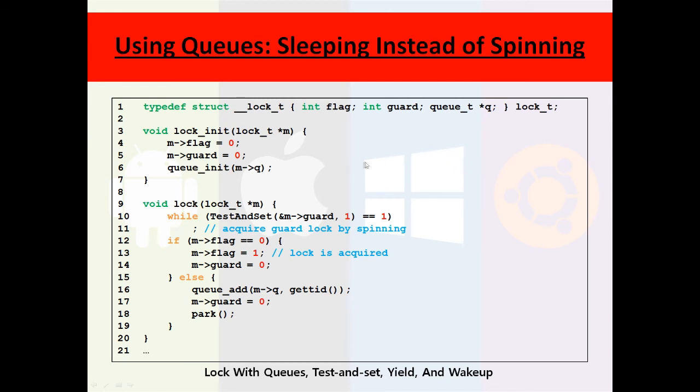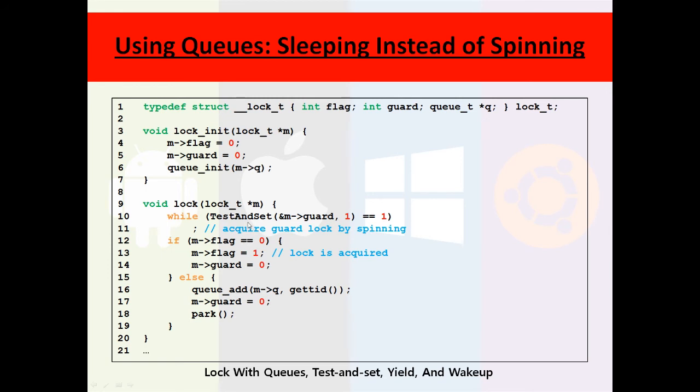And now our initiate function basically sets these variables to be 0 and initializes a queue to be empty. Okay, so that's how initialization of our lock changes. Now the lock function itself also changes up quite a bit. But once again, it utilizes test and set from before.